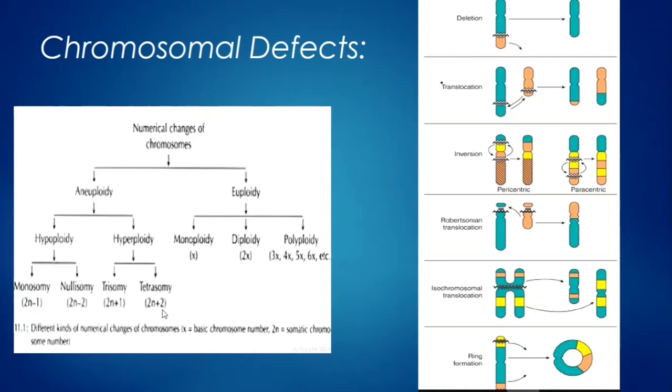Then we have the euploidy. In euploidy, there is an increase in the number of chromosomes, but in multiples of x. For example, in monoploidy, there will be x number of chromosomes. In diploidy, there will be 2x number of chromosomes. For example, if it is 2x, then it is 46 chromosomes. And in polyploidy, you can see there can be 3x, 4x, 5x. So if it is 3x, the total number of chromosomes in the human body will be 69.